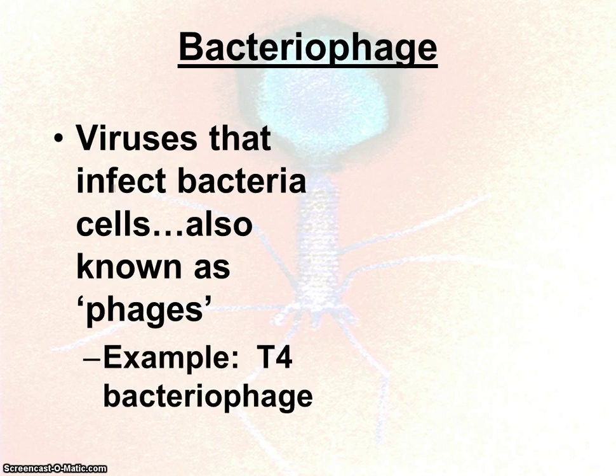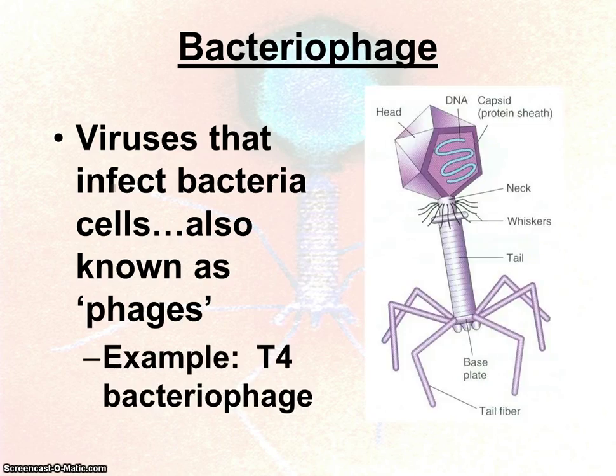This is a particular type. It's called a T4 bacteriophage. It's the one that looks, underneath the microscope, kind of like an insect. It has the capsid where the genetic material is contained. It has the tail. And it has an injection site where, once it attaches to the bacteria, the genetic material will be inserted into the cell itself.